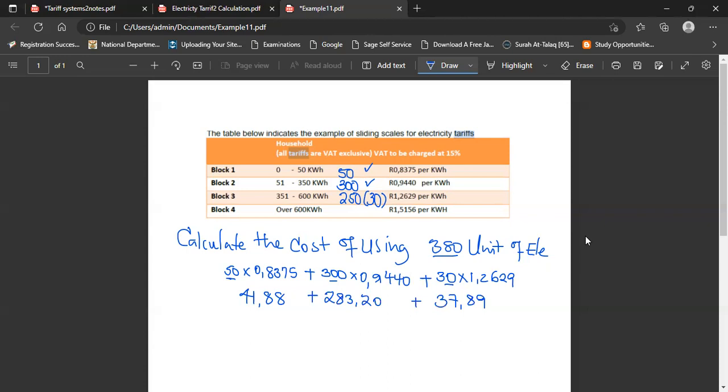So I add everything up. I end up having 339 rands 84 cents. It's not the end. Why? We need to include VAT, times 1,15. So your final answer becomes 417 rands 42 cents. So this will be the cost of using 380 units.